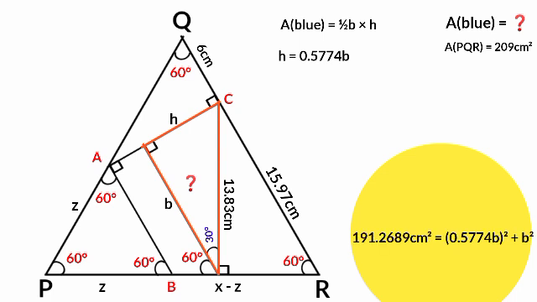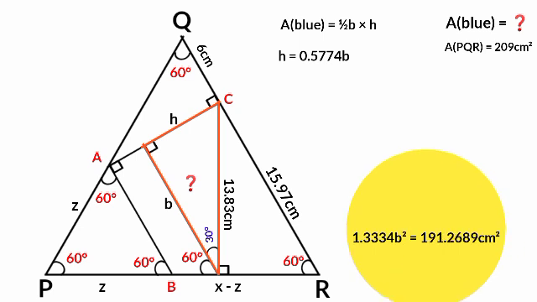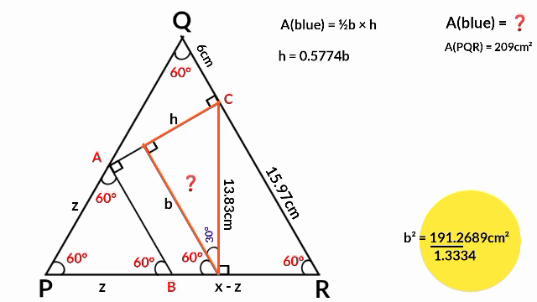13.83 centimeters all squared is 191.2689 centimeters squared. 0.5774b all squared is 0.3334b squared. 0.3334b squared plus b squared is 1.3334b squared. So 1.3334b squared equal to 191.2689 centimeters squared. Dividing both sides by 1.3334. Here 1.3334 cancels 1.3334, and here 191.2689 centimeters squared divided by 1.3334 is 143.4445 centimeters squared. So b squared equal to 143.4445 centimeters squared.